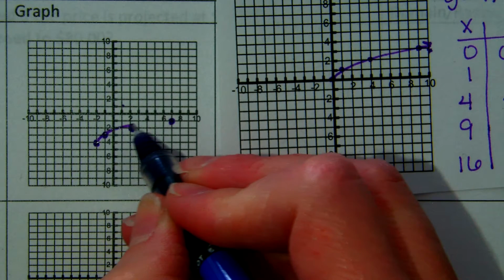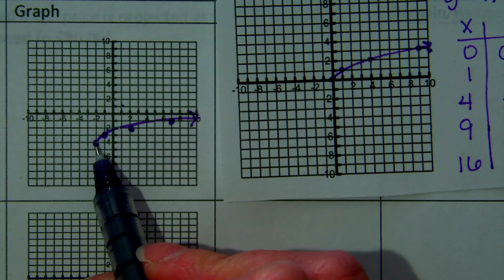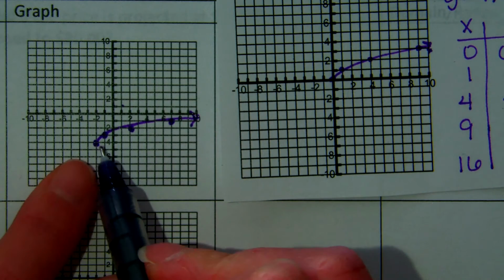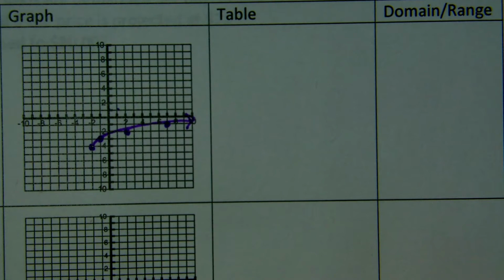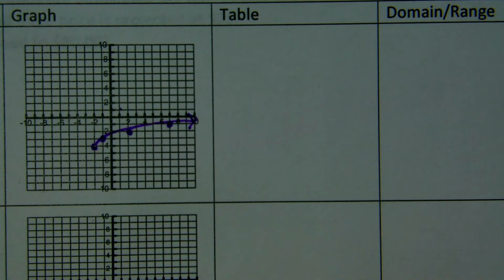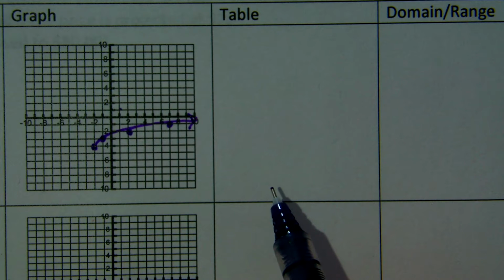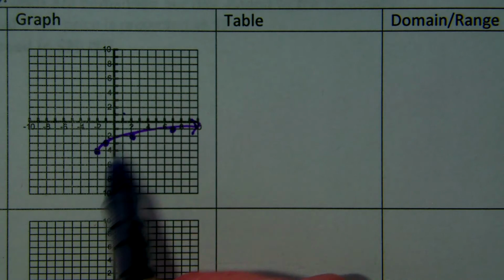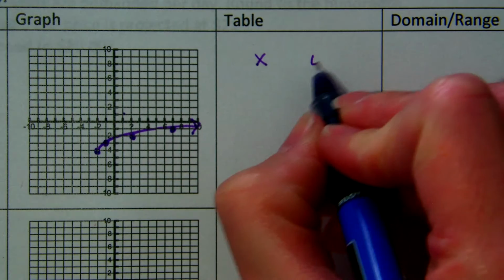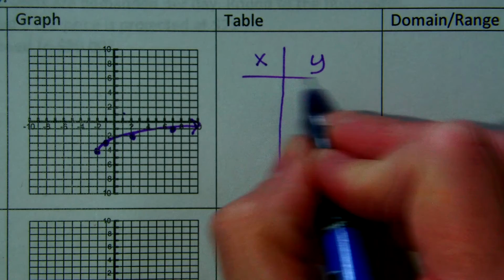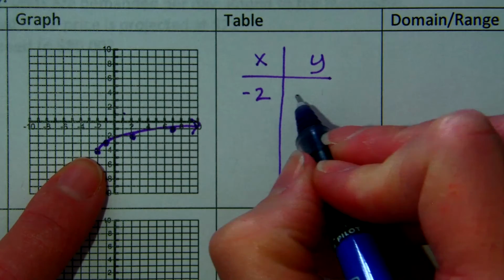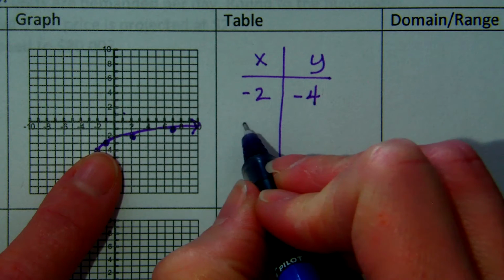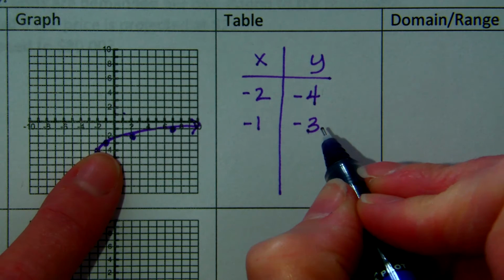Make sure that you connect those dots, that you do not continue beyond this point, and that you make sure to put an arrow at the end there. Now the table of values, you can either get that from your calculator, having graphed this equation in your calculator and looked at the table, or you can pull them from this graph right here. So x and y. And then I'm going to start over here. This is the point -2, -4. I have the point -1, -3.